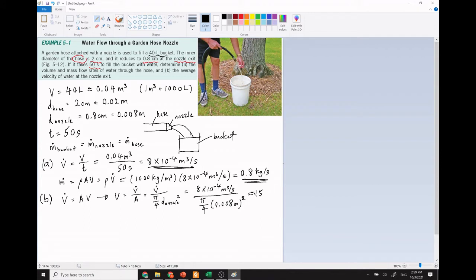Okay, maybe I should write it below here. So it's 15.915 meter over second. Okay, so that should be the answer. So that's how you calculate the velocity at the nozzle exit. Okay, if you want to find the velocity at the hose, it's also possible. You can also do that, but you have to use the diameter of the hose, right? But the volumetric flow rate is the same, the mass flow rate is the same.